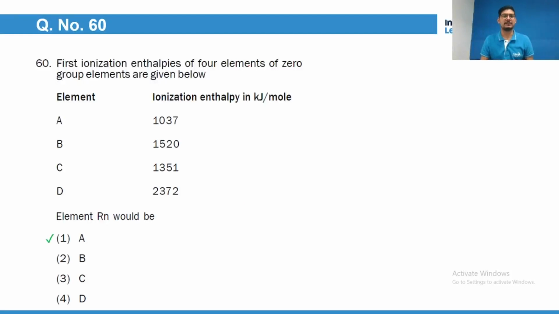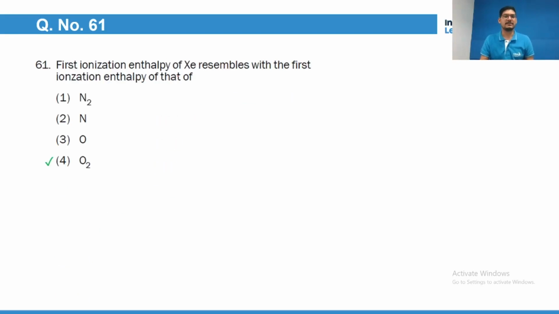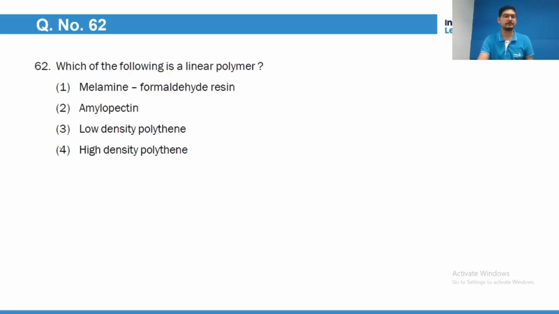The first ionization enthalpies of the four elements of zero group elements are given below. So element radon would be, of course, ionization enthalpy increases down the group. So the lowest value would be for radon, right? So it would be A, that is 1037. So this is the correct answer. First ionization enthalpy of xenon resembles with the first ionization enthalpy of oxygen molecule, right?